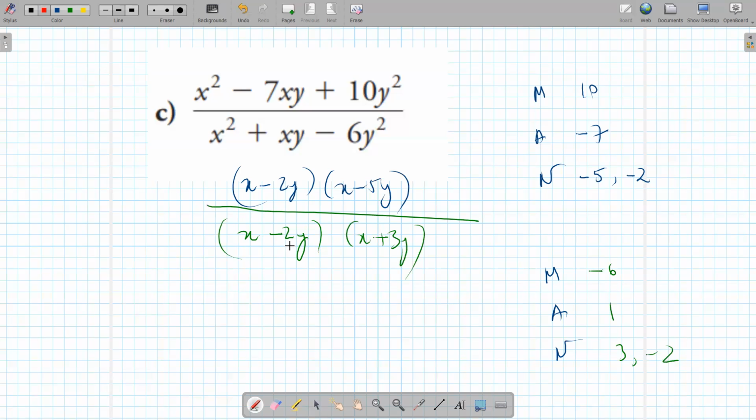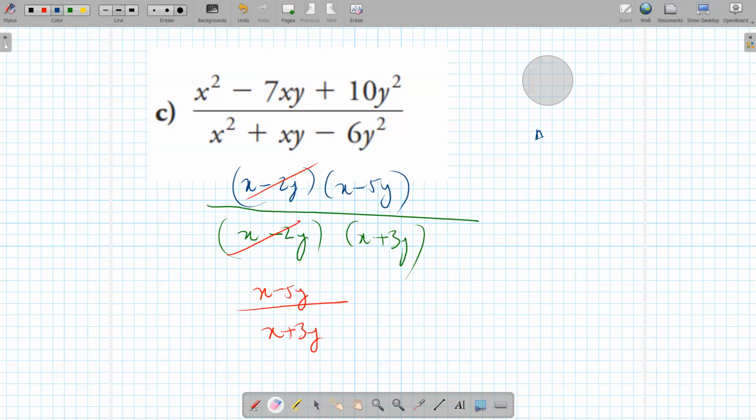Something cancels out? Yep. This is my favorite part in maths. Love when things cancel out. Finally, we're left with x minus 5y over x plus 3y. Now, what would be the restrictions here? There are 2 of them. 10 points if you get them right.